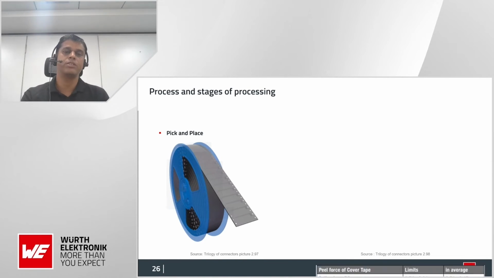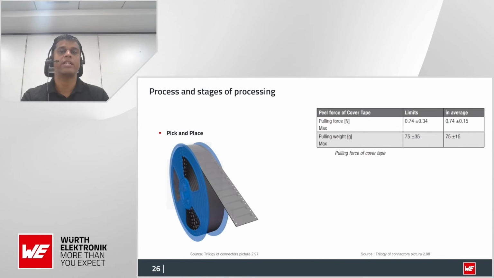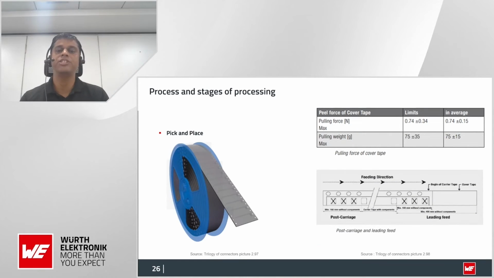So when it comes to Würth Elektronik, we normally go for the IEC standard, where the pulling force of the cover tape has been defined as 0.74 newtons, an average of 0.74 plus or minus 0.5, and the pulling weight is normally 75 grams. And the second thing is which direction. The direction also plays a very important role, so we also mention which direction you need to go with the feeder.